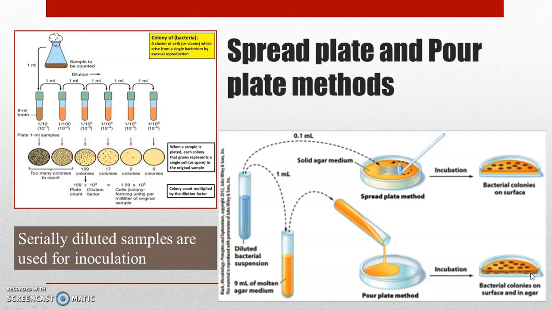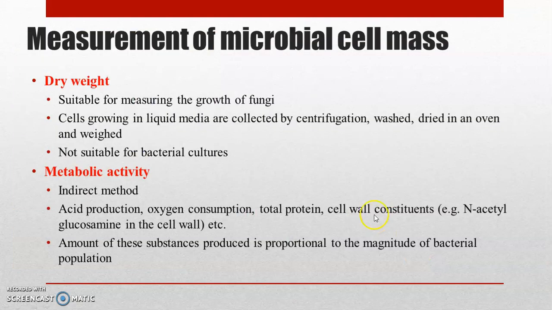So in both the spread plate method and pour plate method, we assume that the number of bacterial colonies corresponds to the number of viable bacterial cells in the original sample. So the data is expressed as colony forming units. Then the next one is the measurement of microbial cell mass.